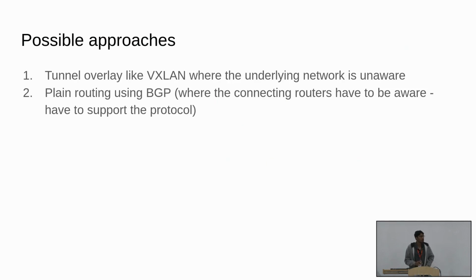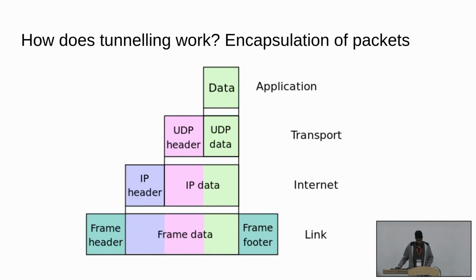Now, when you have containers on different workers, how do you get them to talk to each other? You have two broad families of solutions. One is tunneling, like VXLAN. In tunneling, you are doing something so that the routers between the workers are unaware, so they are not disturbed. But if you have control over those routers, then you can use another family of techniques like BGP, which is basically using the full potential of the underlying routers.